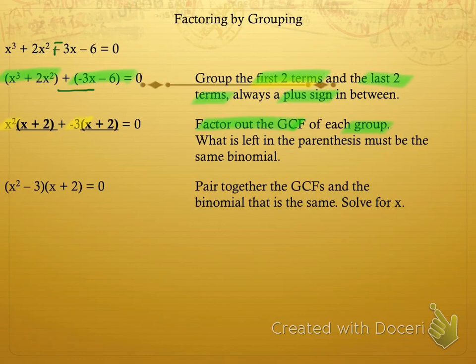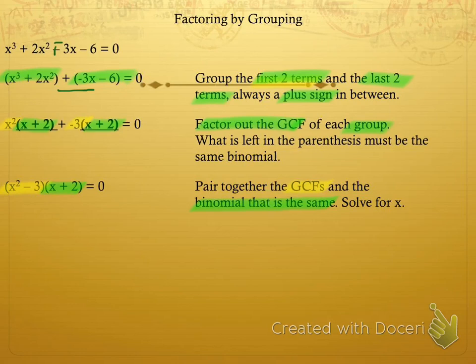And what's left in here has to be the same. So x plus 2, they're the same. Pair together the greatest common factor and the binomial that's the same. So my greatest common factors are x squared and negative 3. I pair those together, and the binomial that's the same is x plus 2. So those are my two binomials that I have there.